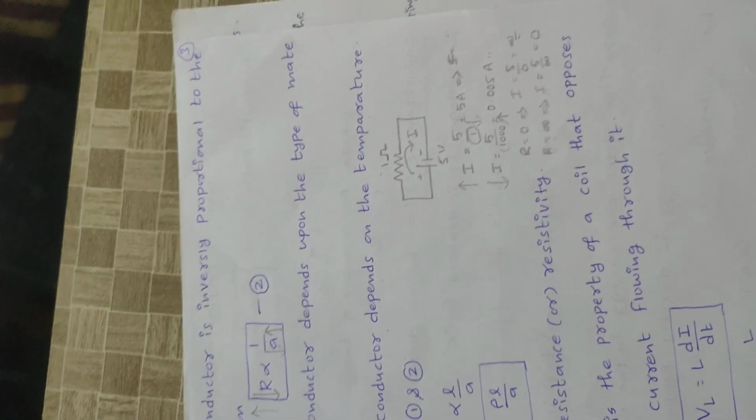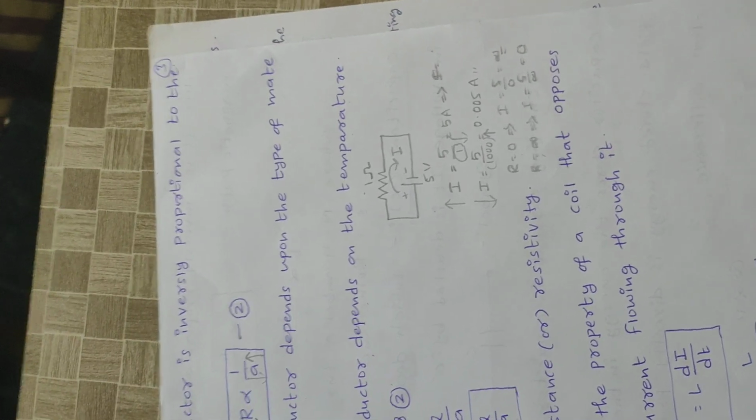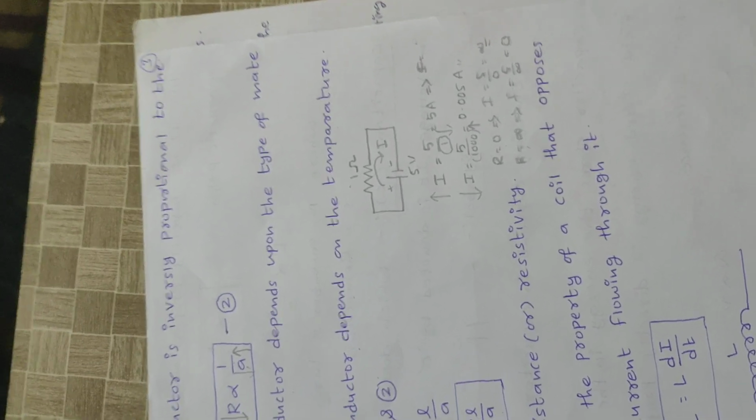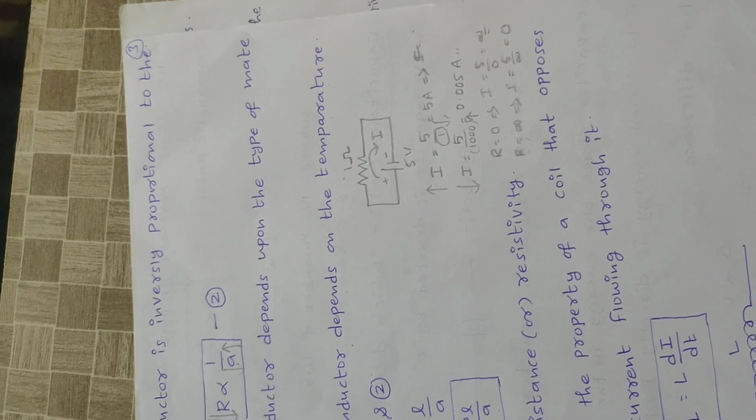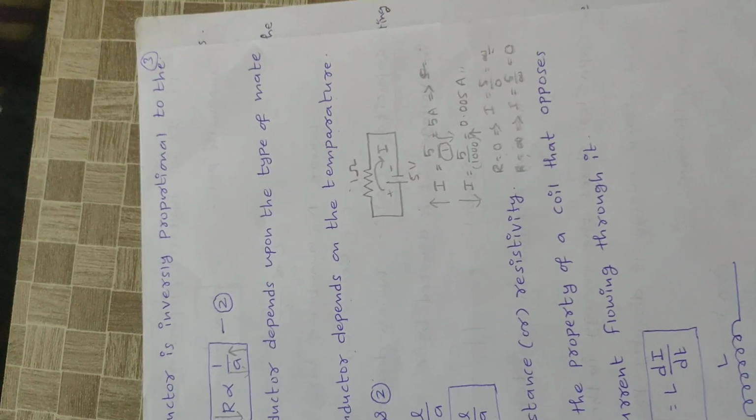That means current always chooses the low resistance path. When resistance is low, current is high. When resistance is high, current is low. Okay, that is about resistor.